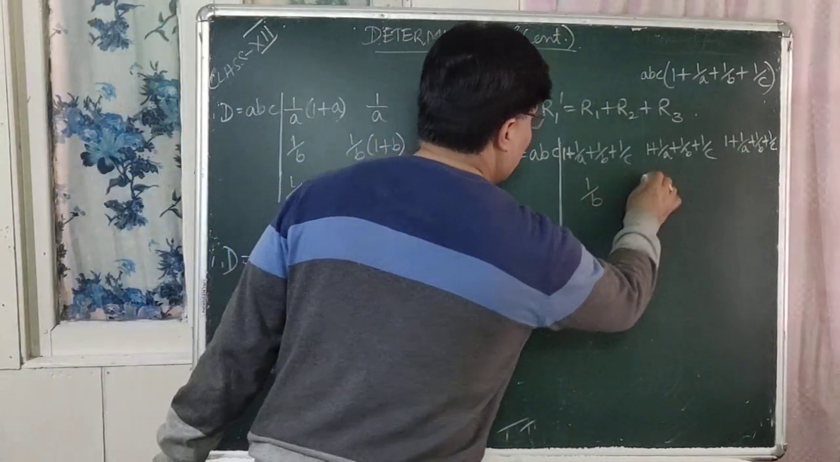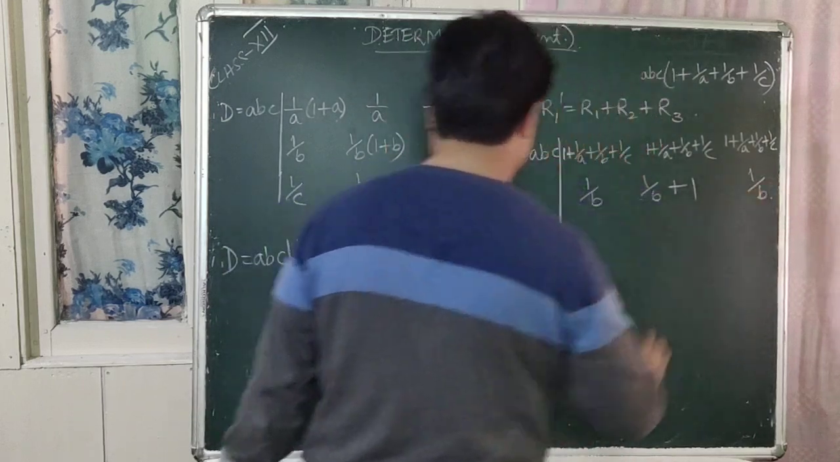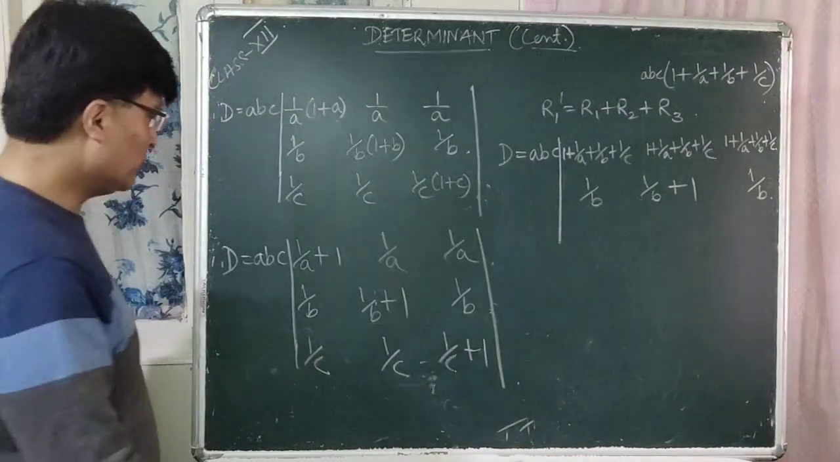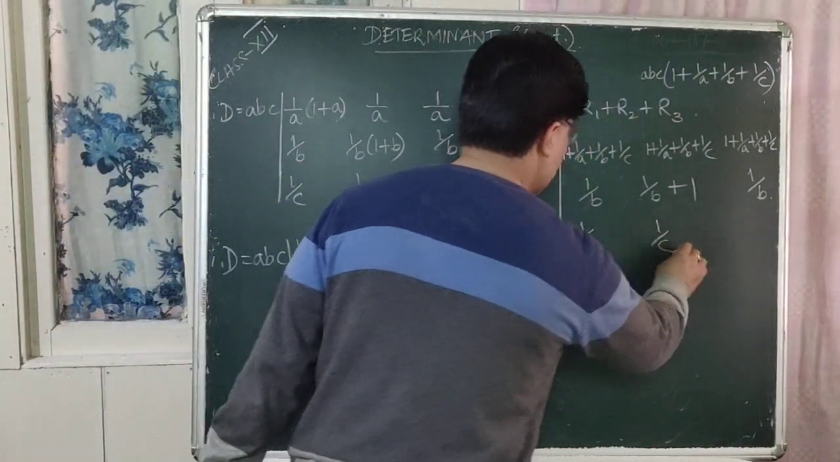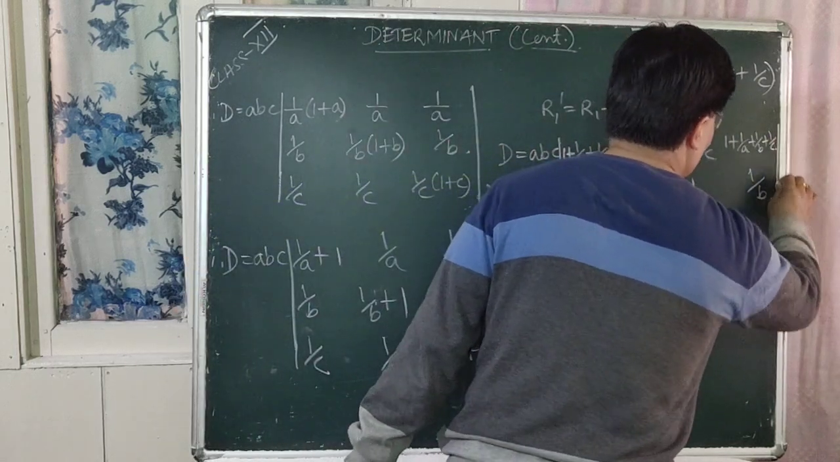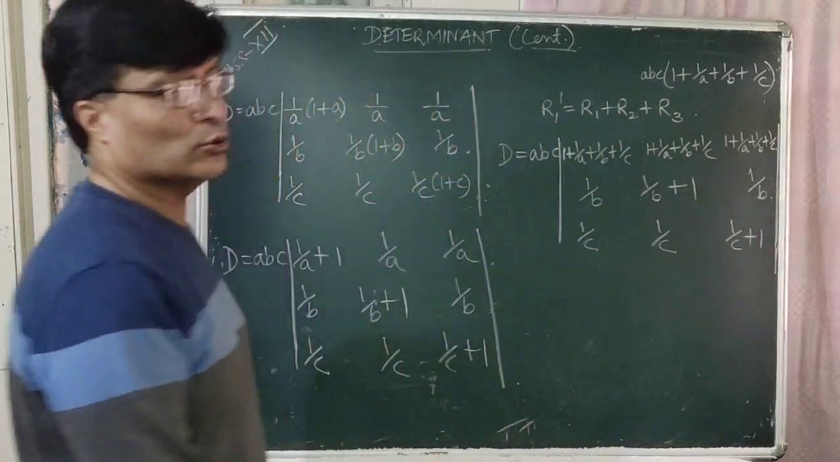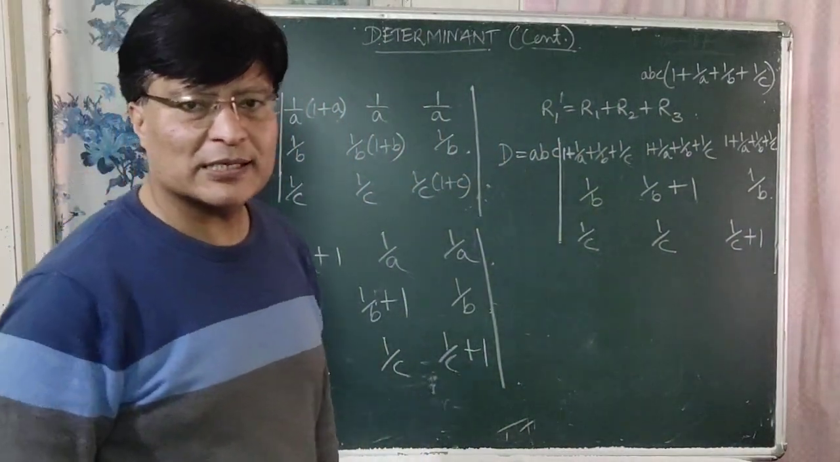This is 1 upon B plus 1. This one is 1 upon B. What is the third row? It is 1 upon C. This is also 1 upon C. This is also 1 upon C plus 1. So here determinant sign is closed. Is that clear now? So what will you do in the next step?